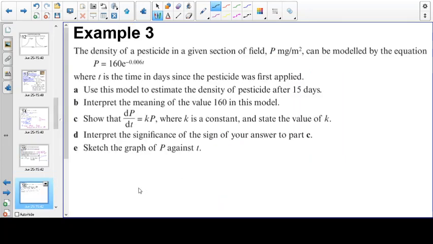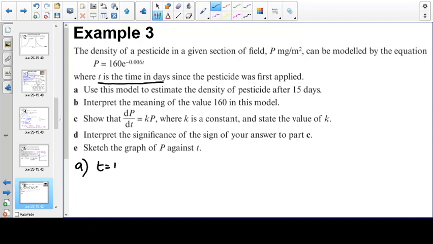Last one. The density of a pesticide in a given section of field is p milligrams per metre squared. It can be modelled by the equation p equals 160 e to the negative 0.006t, where t is the time in days since the pesticide was first applied. So use the model to estimate the density of the pesticide after 15 days.